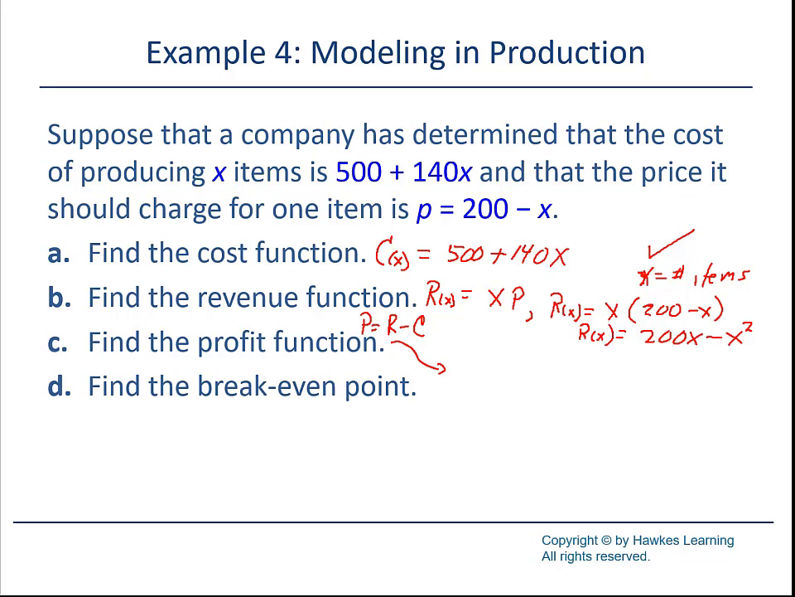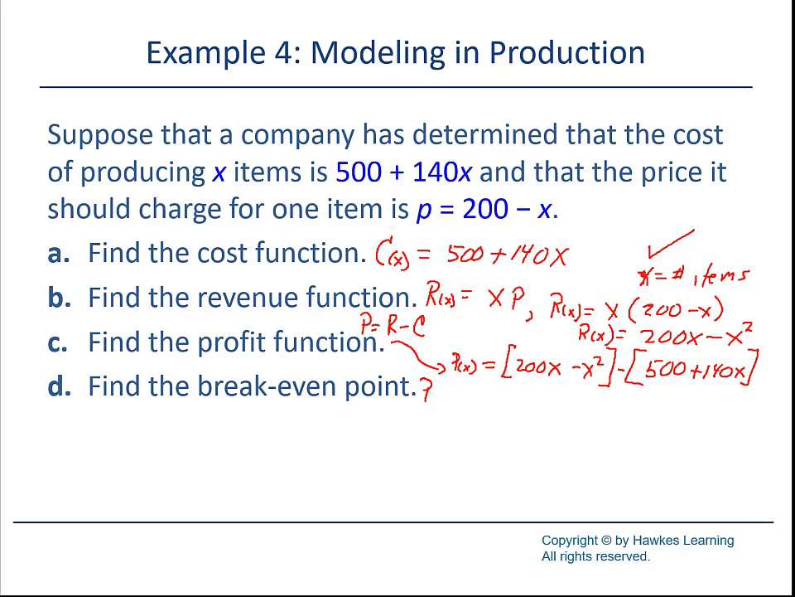So all we have to do is put the numbers in. Both cost and revenue are functions of x, so profit will also be a function of x. And the profit will be revenue, that's the 200x minus x squared, that's revenue, minus the cost, and the cost is 500 plus 140x. Here's our profit function.